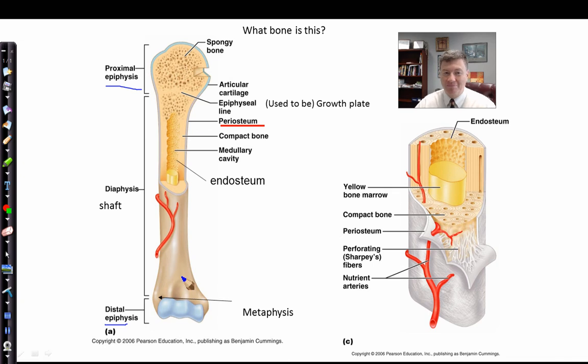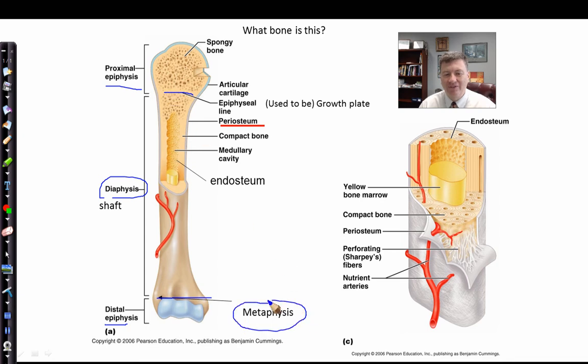Epiphysis refers to bone ends, and obviously proximal means this is the part that's going to be attaching to the main body axis. So this is going to be the end for your shoulder, if you will. This is going to be where your elbow is. And then diaphysis is the shaft. It's in between.